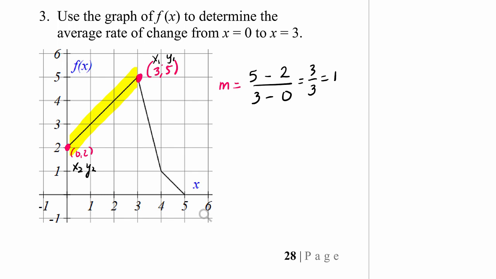And sure enough, if I had looked a little closer at this line, I could have seen that I'm going up 1 over 1, up 1 over 1, up 1 over 1. So this is a slope of 1. So the average rate of change is 1.